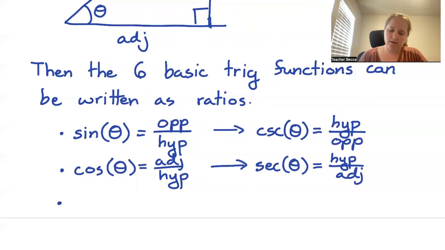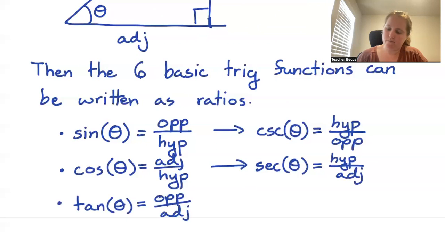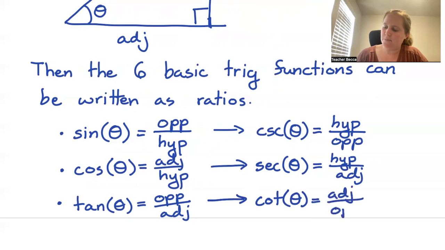And finally, tangent of theta is opposite divided by adjacent, and therefore cotangent of theta is the adjacent divided by the opposite. So these were our six basic trig functions as ratios of the sides of a right triangle.